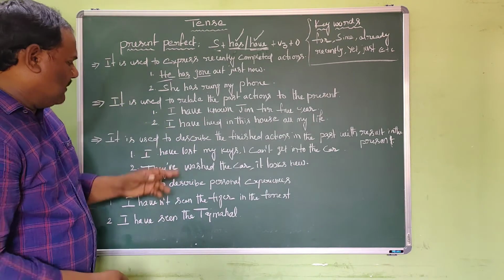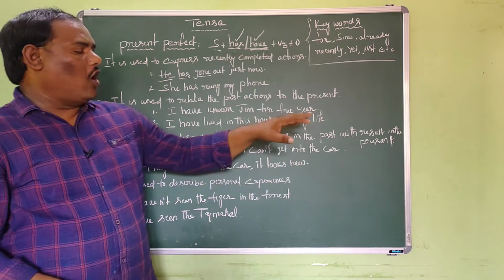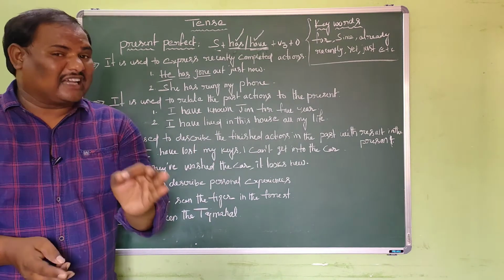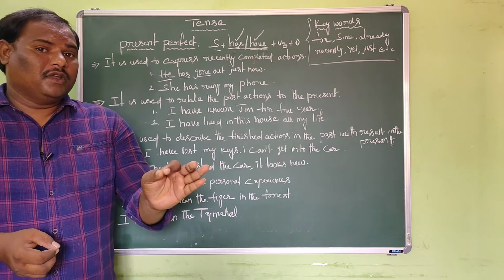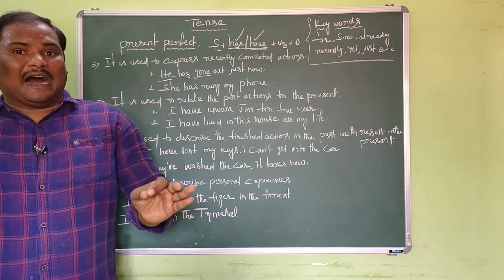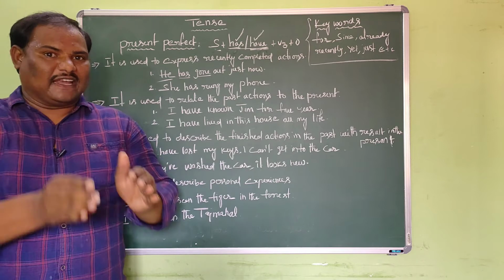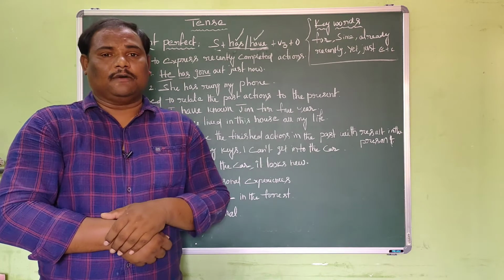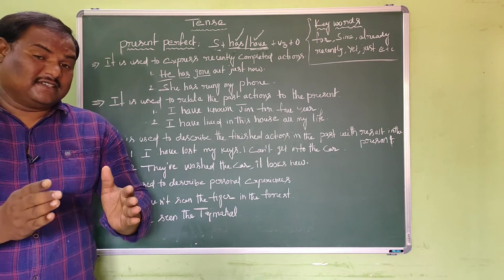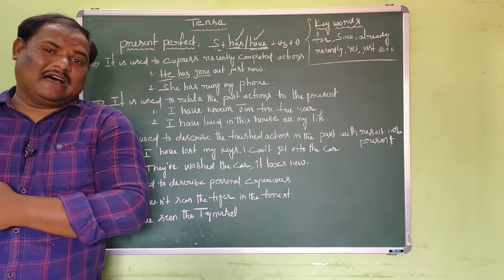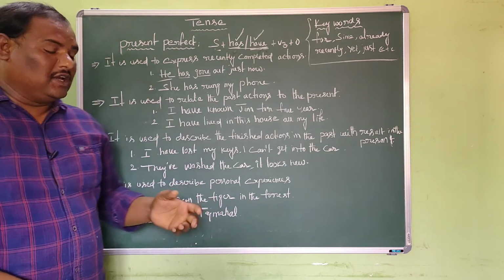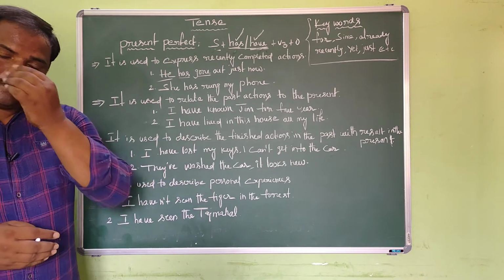We shall go to the next example. I have lived in this house all my life. నా జీవితం అంతా ఈ ఇంట్లోనే నేను గడిపాను. That means you started living in the house many years back. You began to live in the house many years back. It is past action. Still you are living in the same house. ఇప్పటికీ కూడా నువ్వు అదే హౌస్లో ఉంటున్నావు. That means we are relating the past action to the present. The action is started in the past, but still it is continuing in the present. So it has been expressed by using present perfect tense, my dear friends.